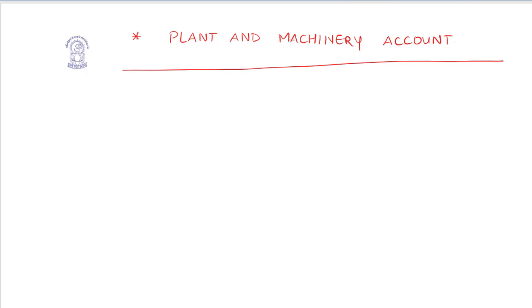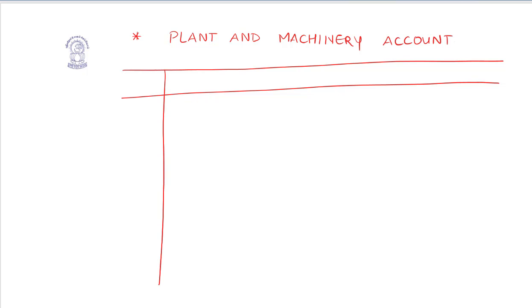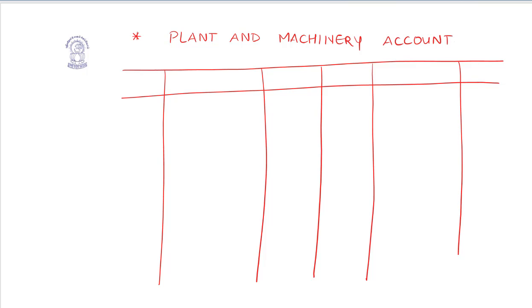Let us make the plant and machinery account now. The final answer, plant and machinery account. Date, particulars, amount.